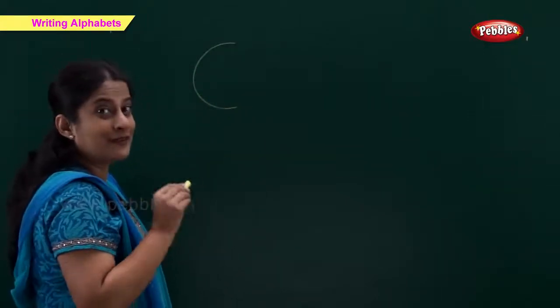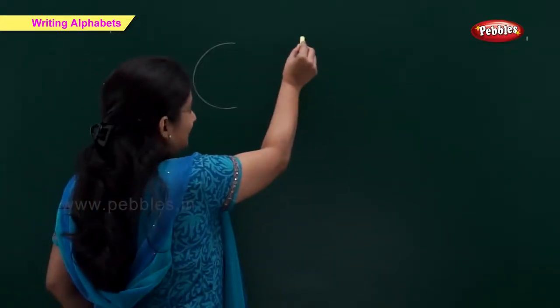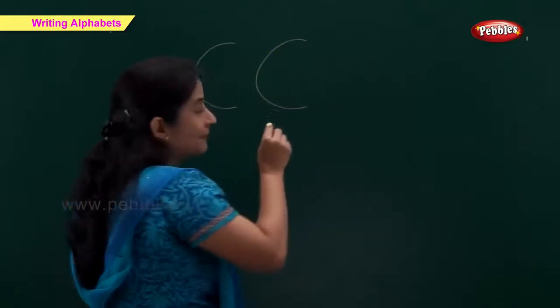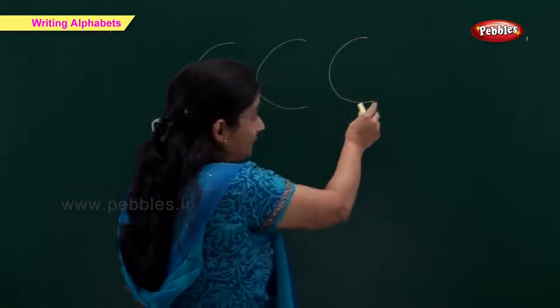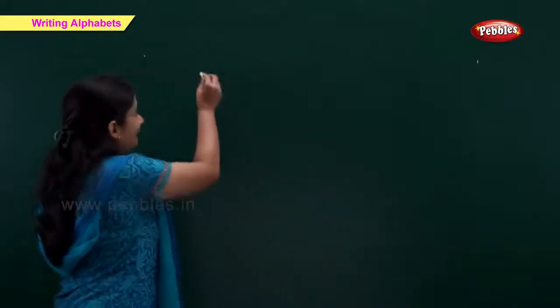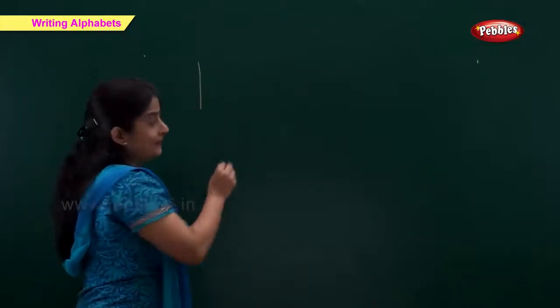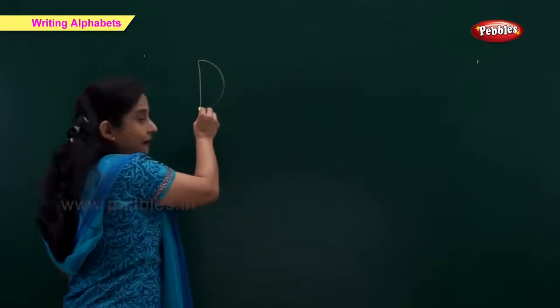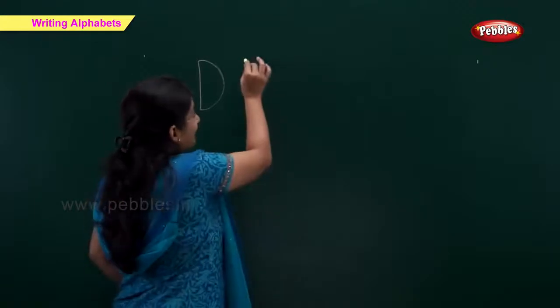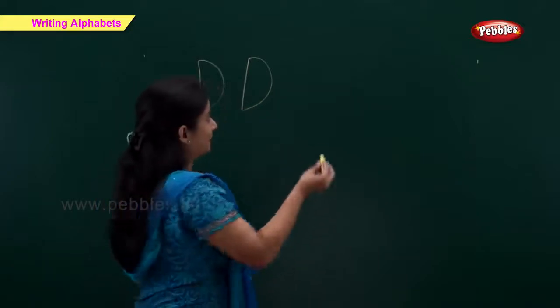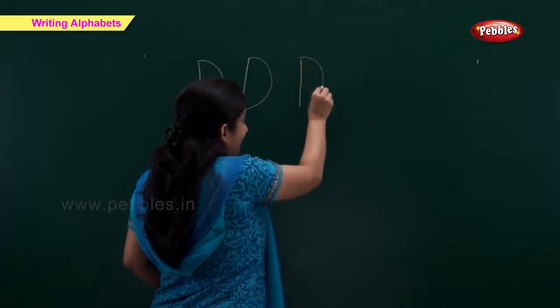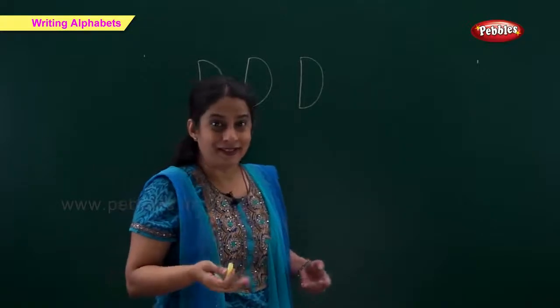Now let's write C. A curve is called C. This is C. C. Now we will write D. Standing line and a curve makes D. Again, standing line, a curve makes D. Standing line and a curve makes D. Isn't it simple?